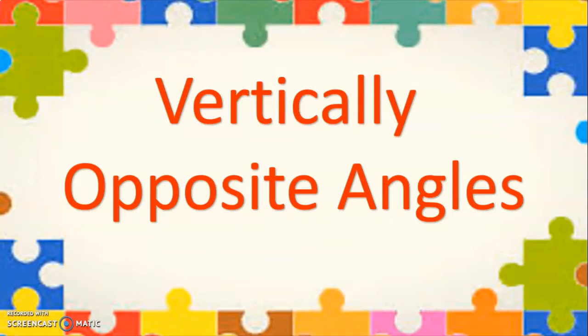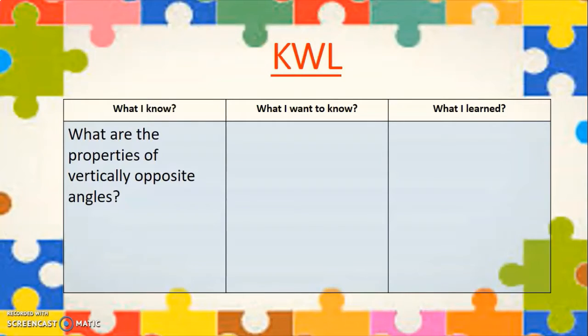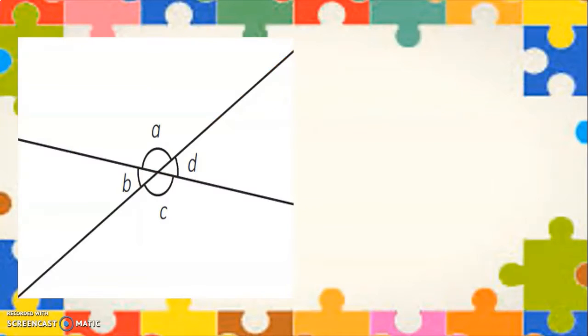Our topic for today is all about vertically opposite angles. So we must be able to recognize the properties of vertically opposite angles and apply the properties of vertically opposite angles to find the unknown angle. What are the properties of vertically opposite angles?